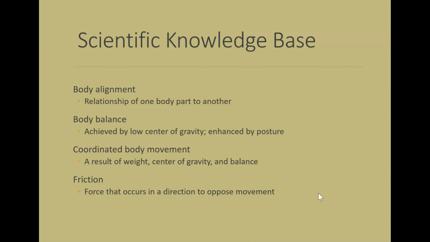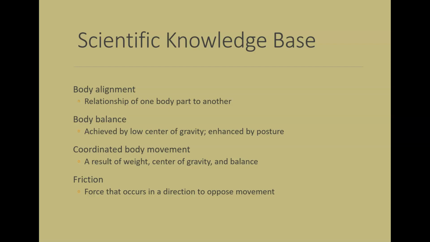Okay, so when we discuss scientific knowledge base, we're going to discuss what we call body alignment. Body alignment basically refers to the relationship of one body part to another along a horizontal or vertical line. Correct alignment reduces strain on musculoskeletal structures and maintains adequate muscle tone, and it also contributes to balance.